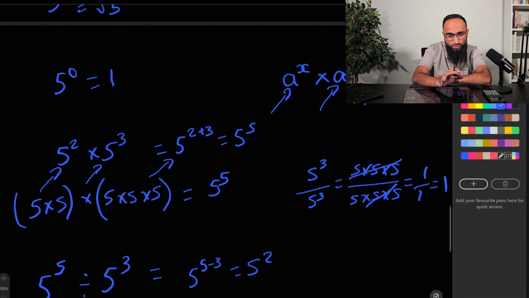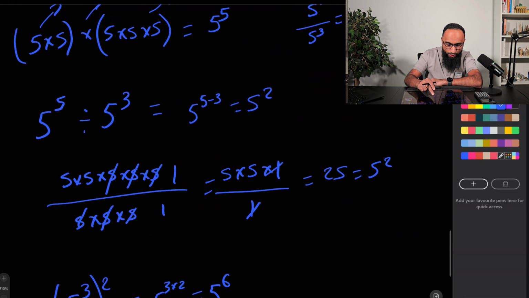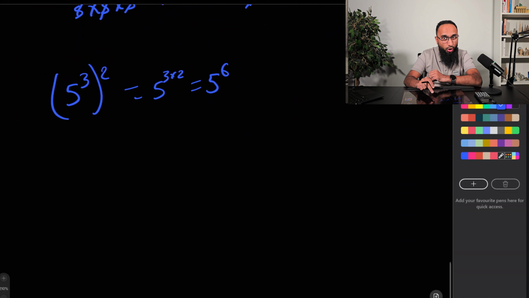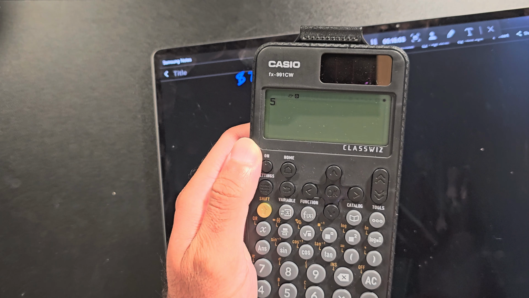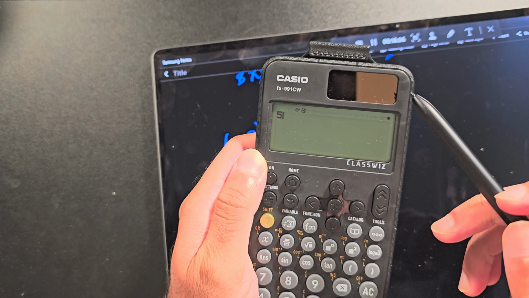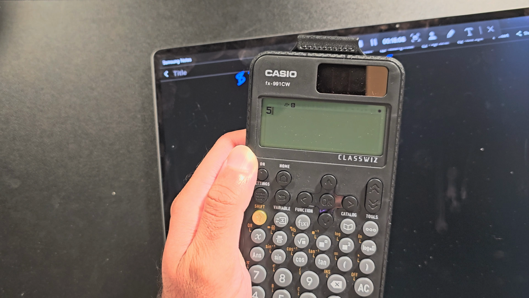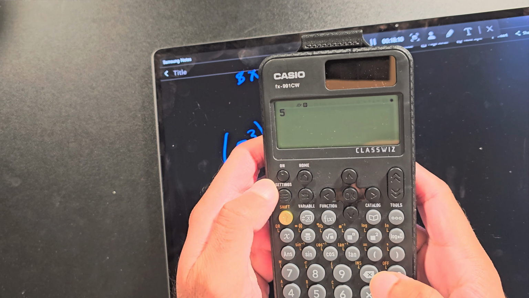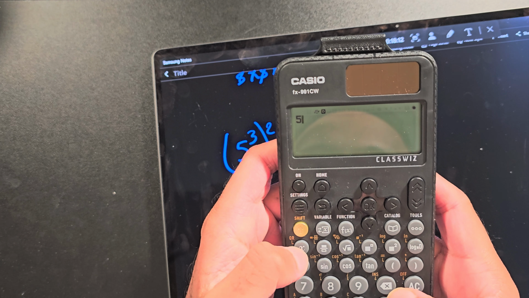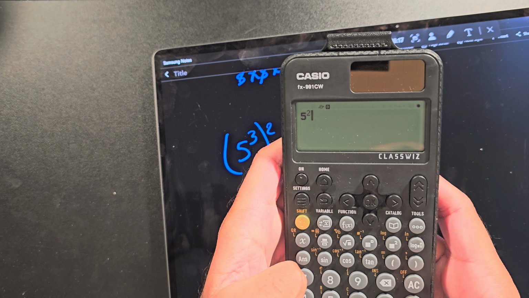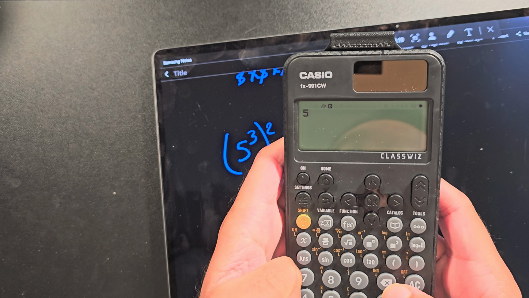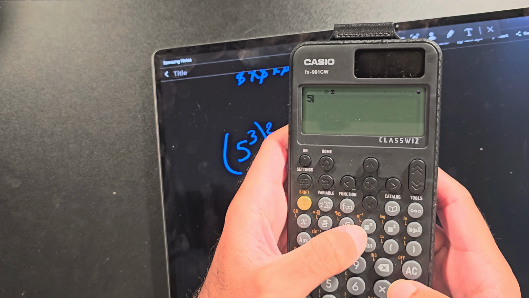So that is powers, orders, numbers more broadly. Now, I hope that you all know how to use these functions. So this is the button here. Well, first of all, I'm using a Casio FX991CW ClassWiz calculator. Yours may or may not be the same. So if I want to do 5 squared, then I can just press this button here, and then it gives me 5 squared. However, if I wanted to do 5 to the power of something, then it's this button.